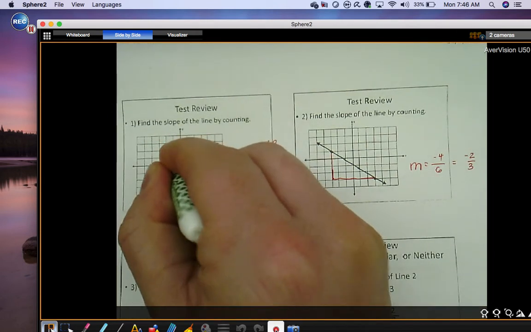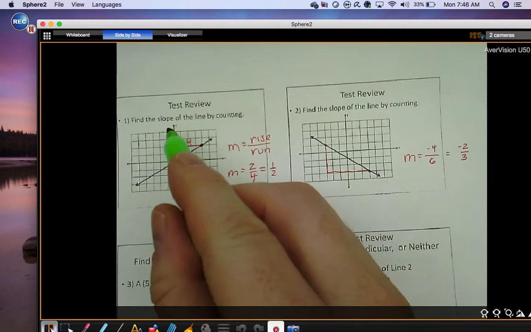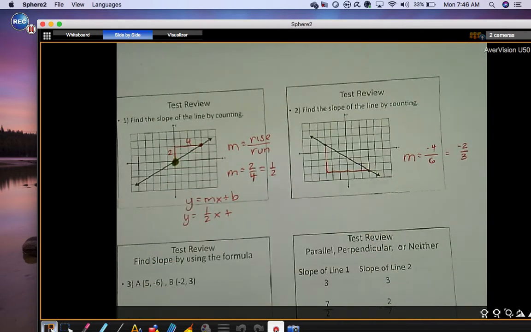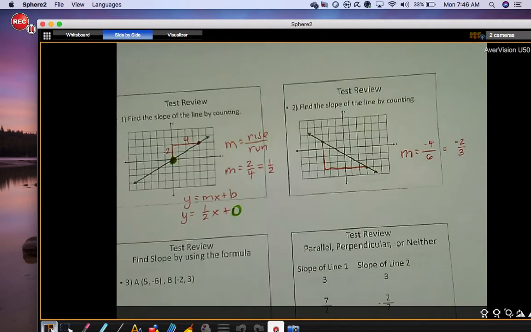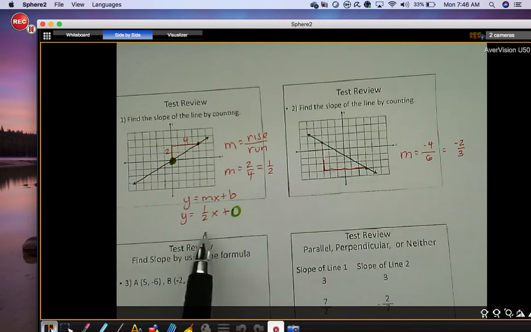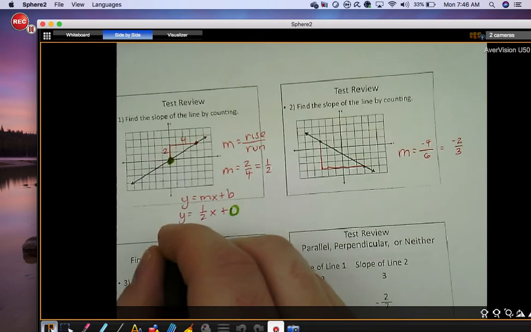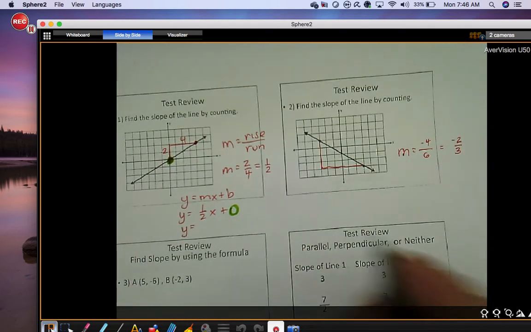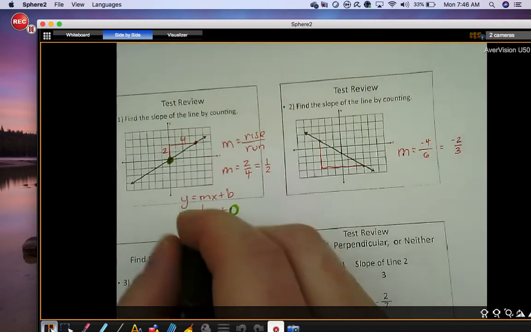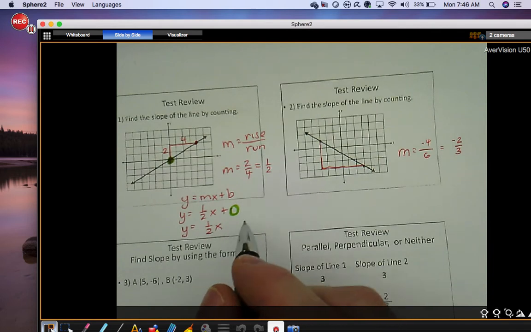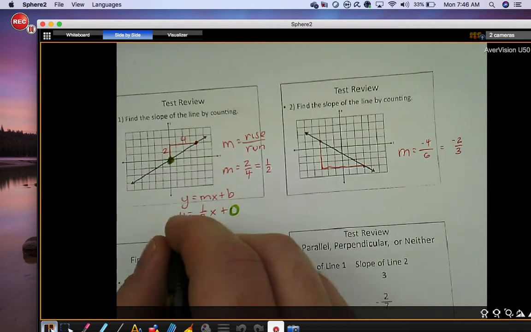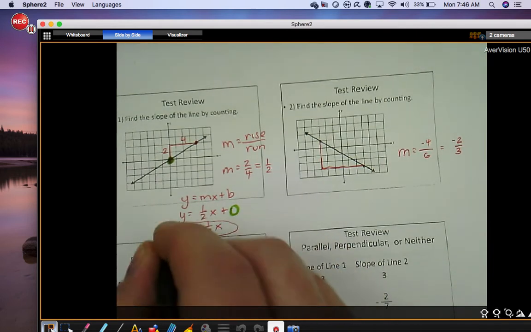So look at your graph. Where does the line cross the y-axis? It crosses at 0. So the equation of your line would be y equals 1/2 x plus 0. Now, 1/2 x plus 0 is the same thing as 1/2 x. You don't need to write the plus 0, so if this was a multiple choice test, you're probably not going to see the plus 0 on there.